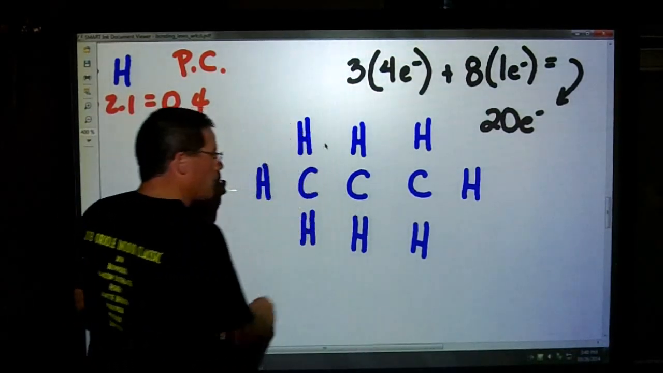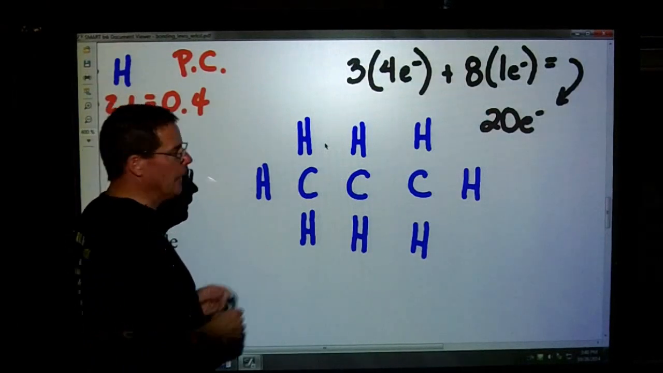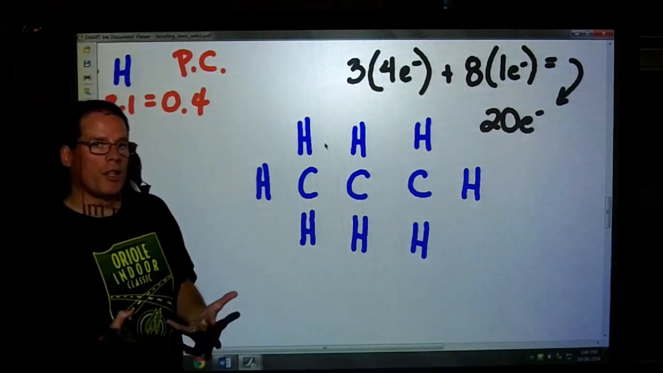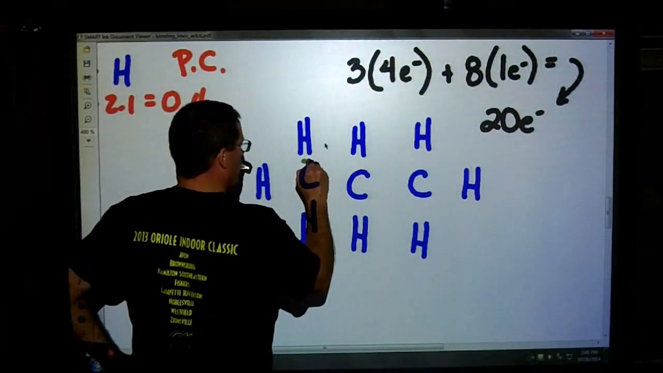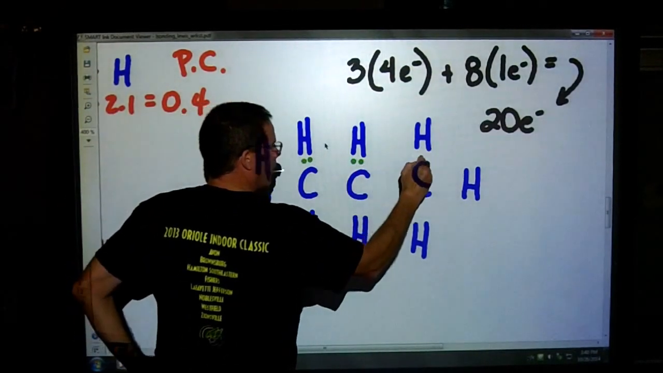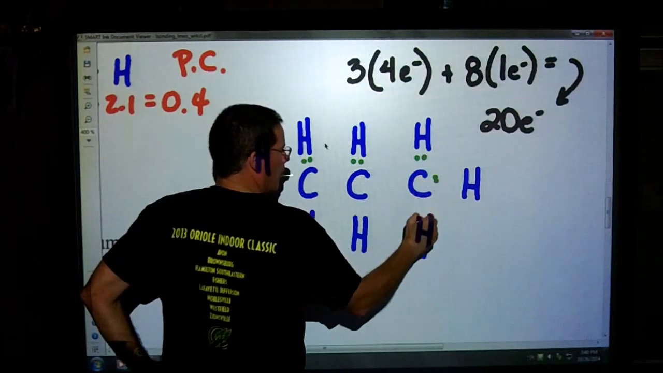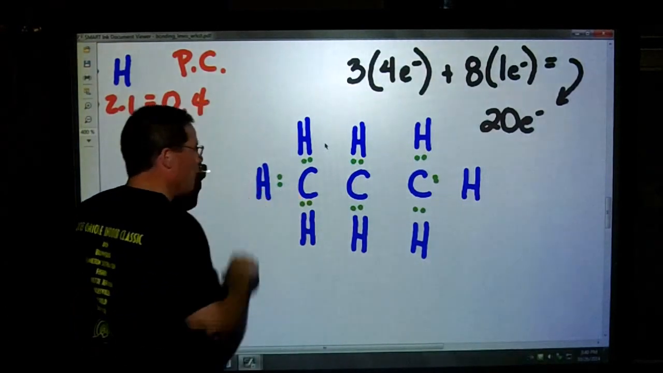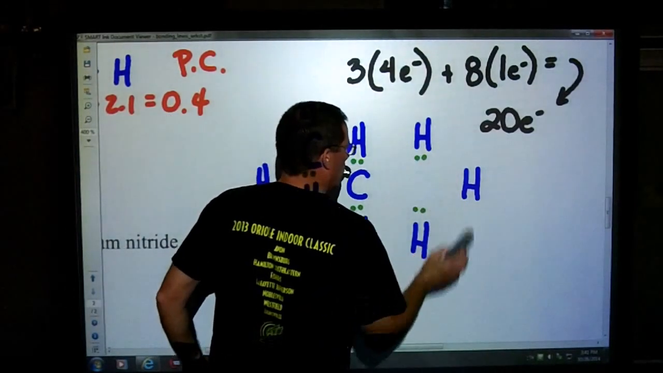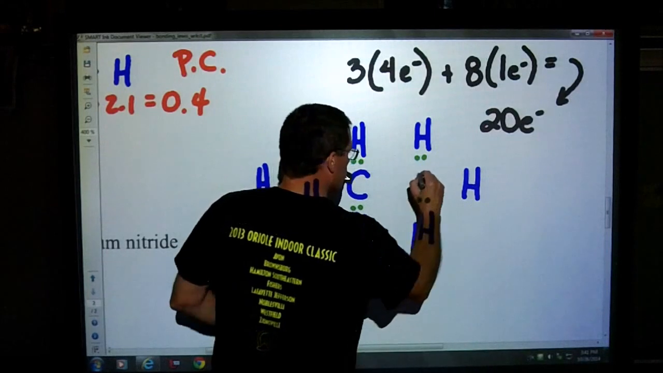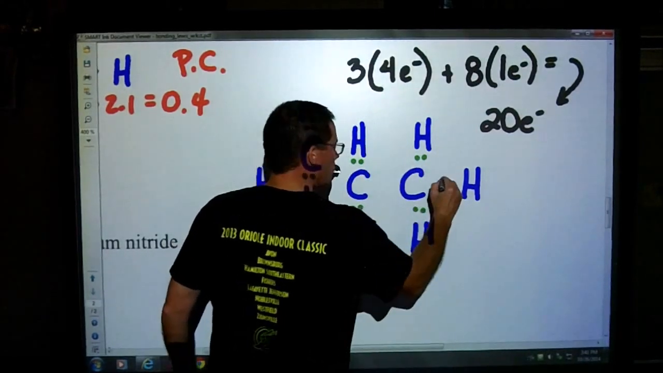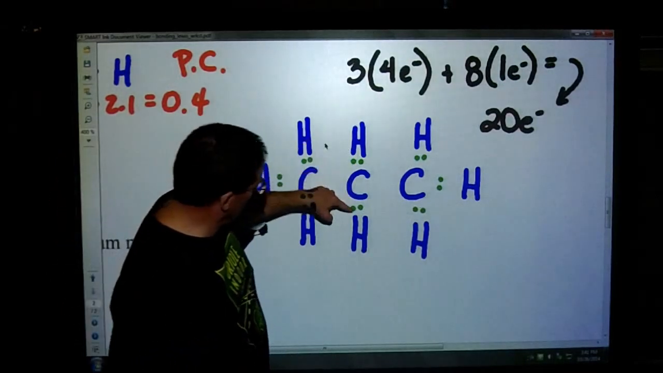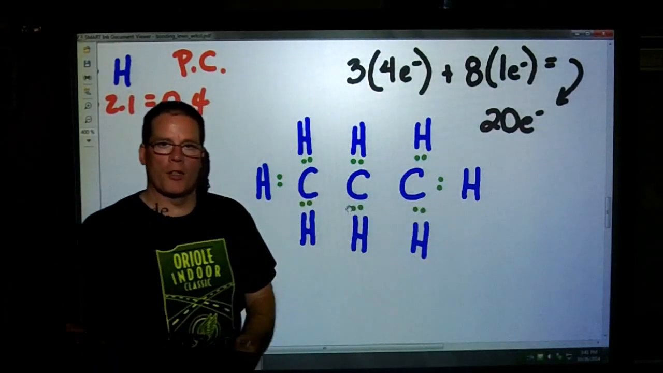All right, so let's satisfy the external atoms first. Again, we're looking for a total of 20 electrons. Hydrogen only wants 2 electrons each, so satisfy and give them their 2. So let's clean that up. Okay, so now we have 2, 4, 6, 8, 10, 12, 14, 16 electrons represented.